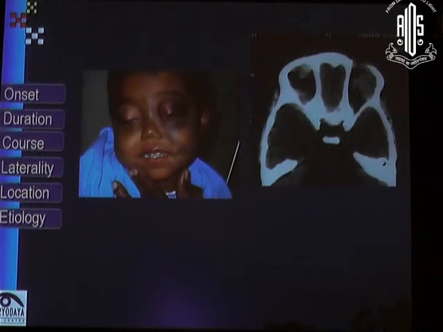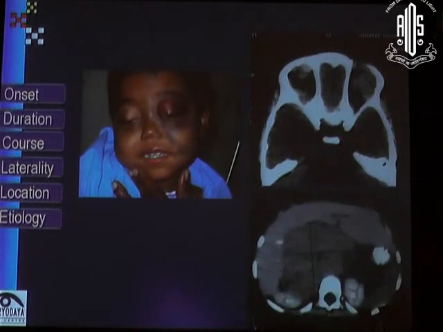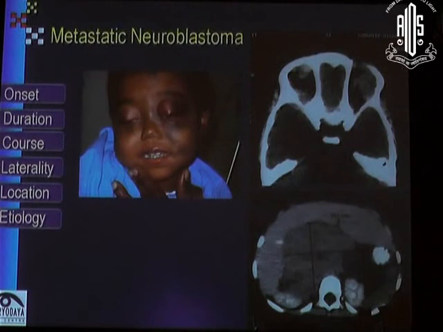On examination, there was a large abdominal swelling, very firm. This is what a CT scan shows. It's a huge mass which is displacing the liver, and an FNAC was done from the liver. This is from the abdomen, and it turned out to be metastatic neuroblastoma. So this periorbital hemorrhage is very classical for neuroblastomas.